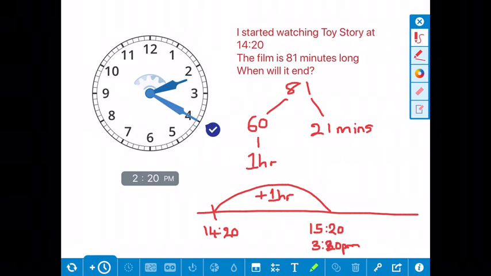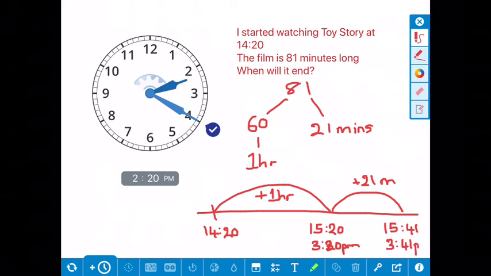And then we've still got our 21 minutes to add. That's quite easy to add in one go. We know that 20 add 21 is going to be 41. So it's not gone past the next hour yet, so it's going to be 15:41 or 3:41 p.m.